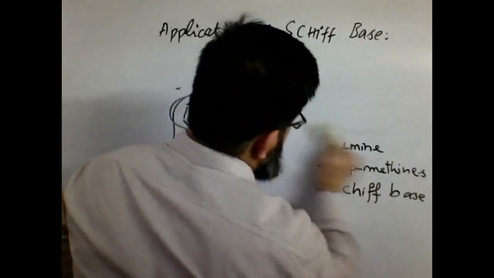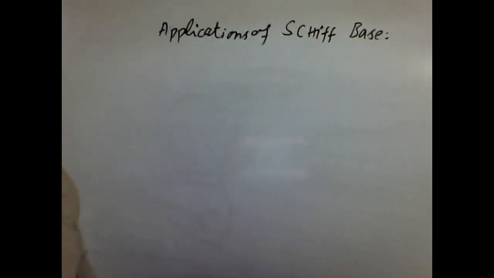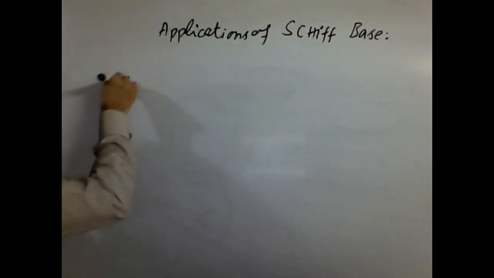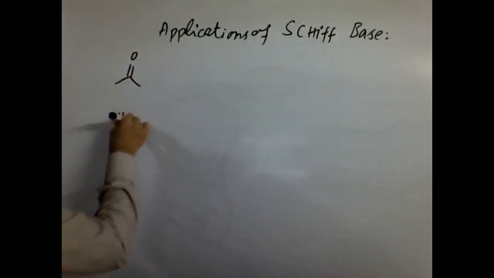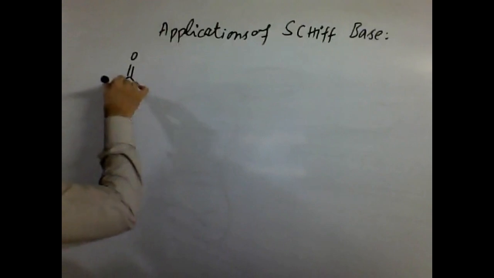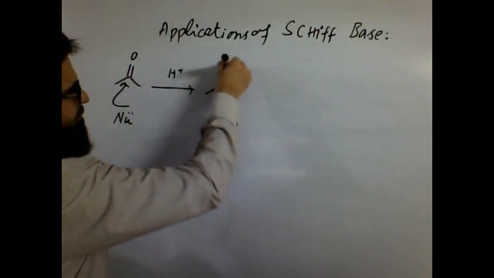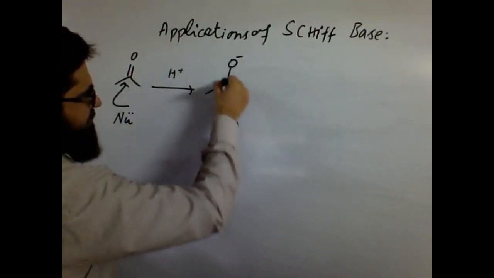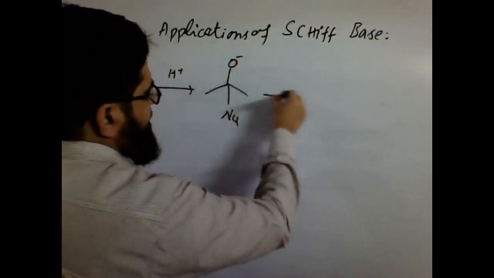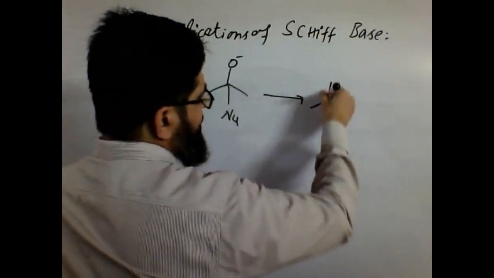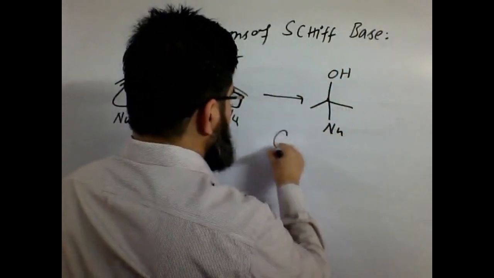Let me give you just a brief glimpse. Aldehydes and ketones undergo nucleophilic addition reactions. So a nucleophile under acidic conditions could attack at this carbonyl carbon, giving a negative charge on oxygen, and then the proton from the acid can neutralize the negative charge on oxygen, giving us the corresponding alcohols.